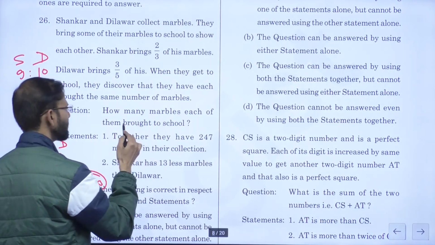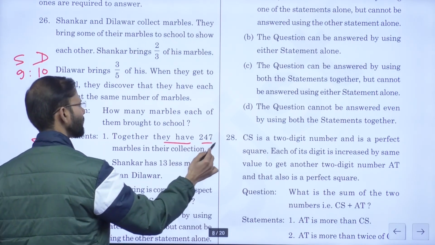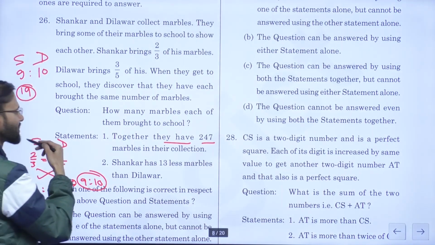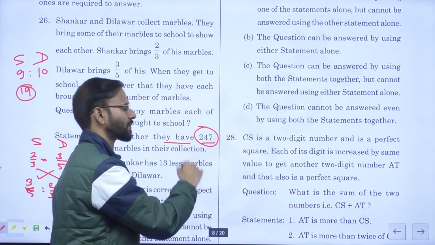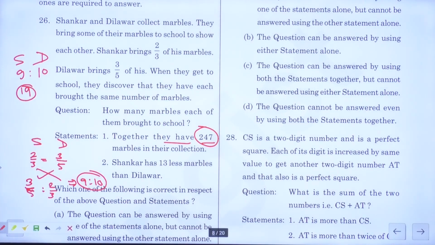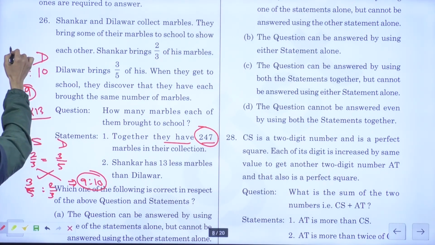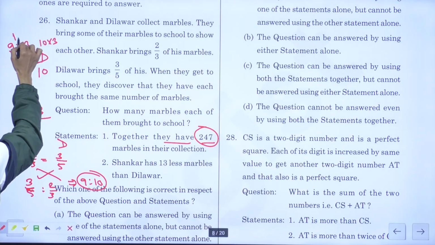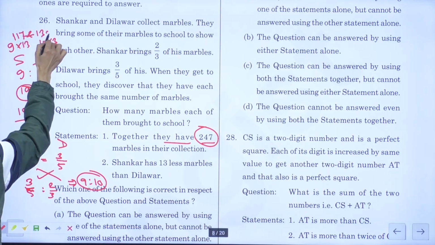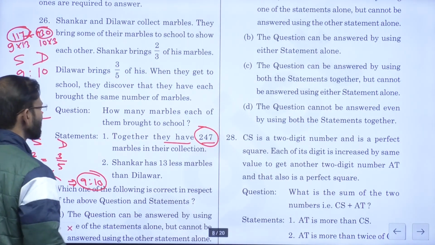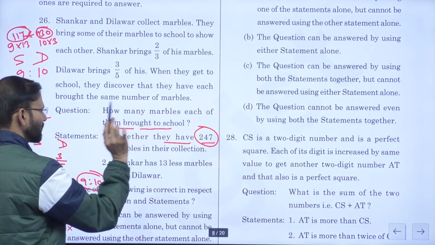So how many marbles did each of them bring to the school? Together they have 247. So guys, if we add them, this is 19, and 19 into 13 is 247. So 9 into 13 and 10 into 13, so this is 117 and 130. Okay, so the question is how many marbles did each of them bring to the school?